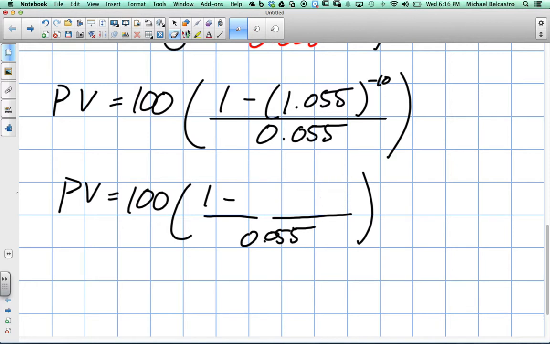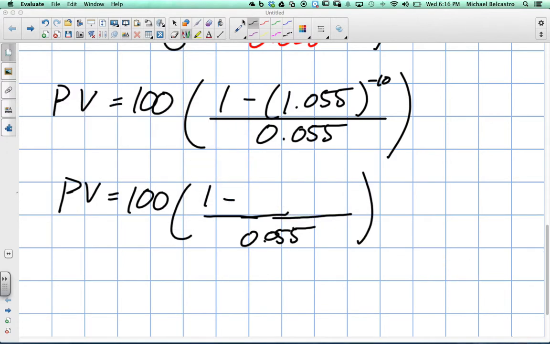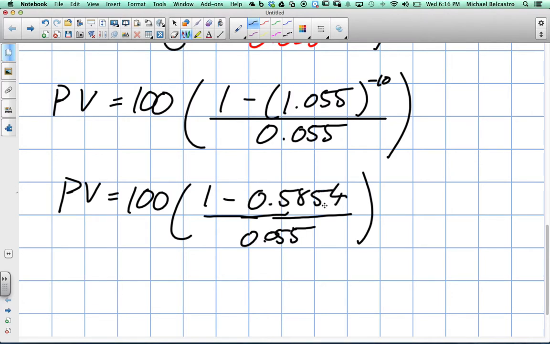We should have got a number a little less than 1, not a number greater than 1. So when I put that to the power of 10, 1.055 to the power of negative 10. There we go. 0.5854, let's say. Okay, so a mistake on my part. Okay, so luckily we corrected that.